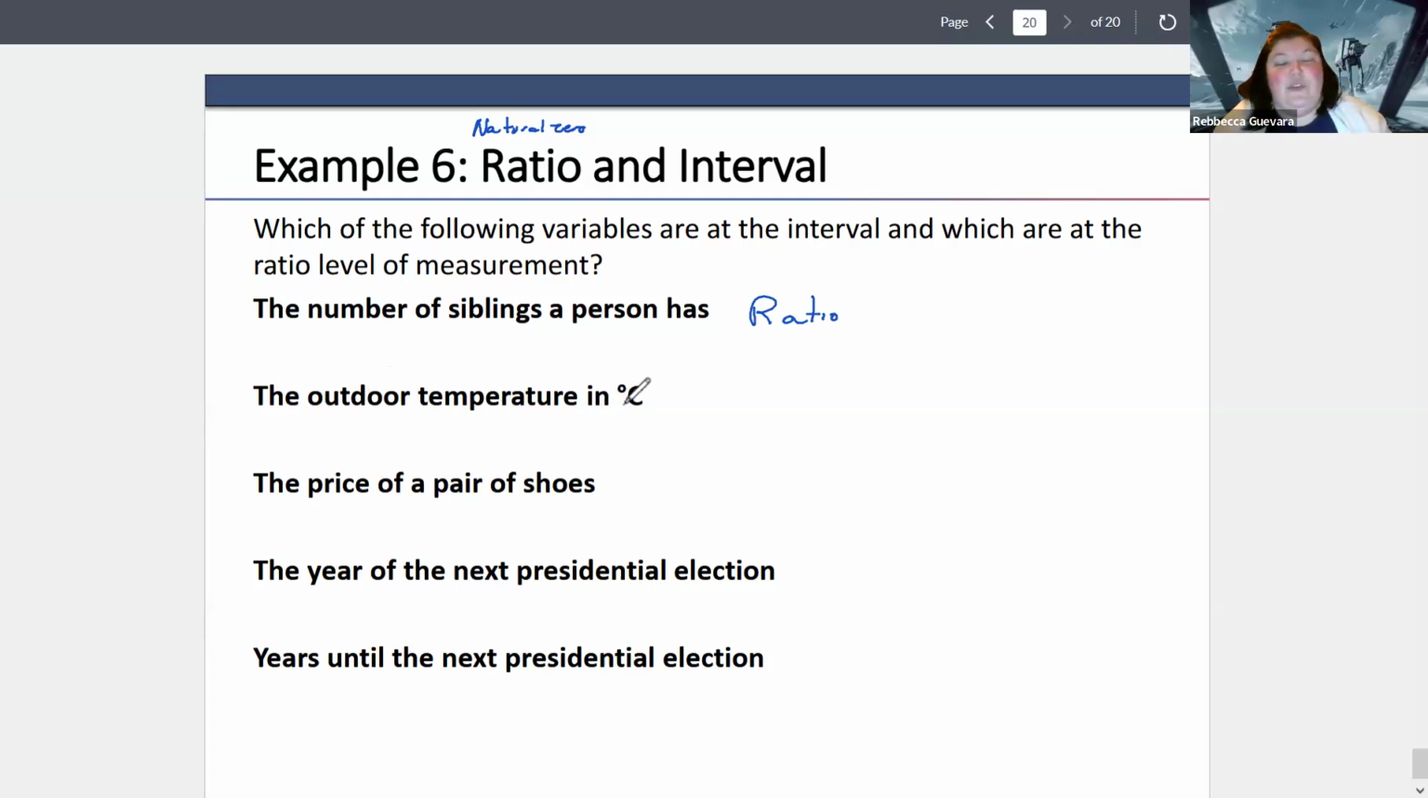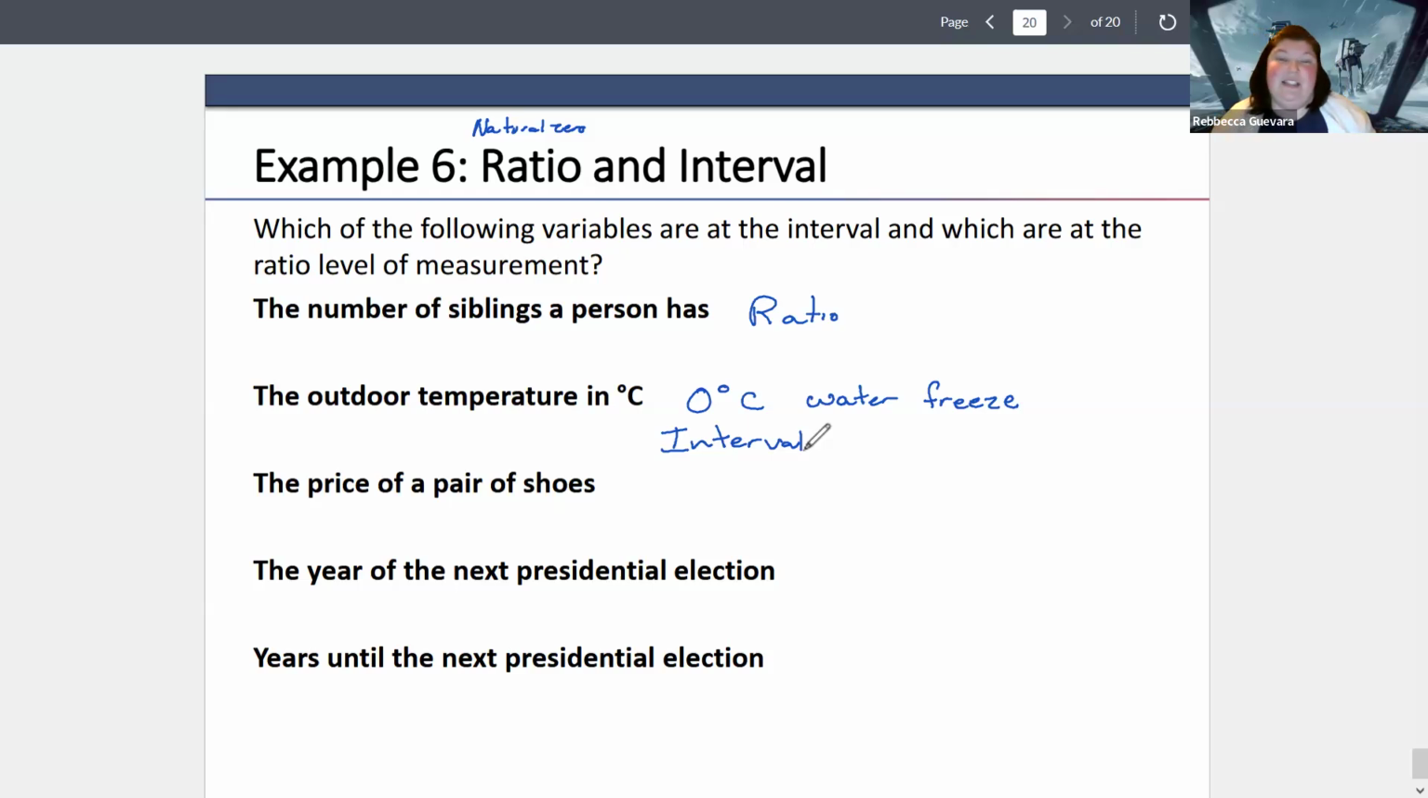The temperature outdoors. So if we measure it in Celsius, 0 degrees Celsius is when water freezes. That is where that measurement came from. So the Celsius scale, the 0 is arbitrary. We just based it off something that happened, water freezes. That's the only reason we picked it. This one is an interval, because when the temperature is 0, we don't have no temperature anymore, because the temperature can be less than 0. It can go down further.